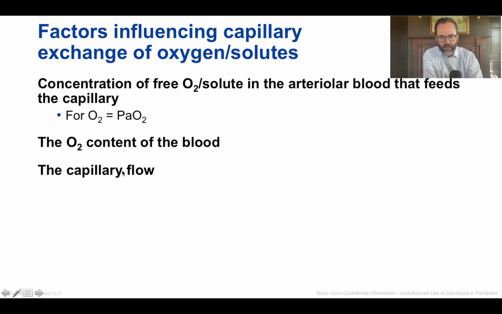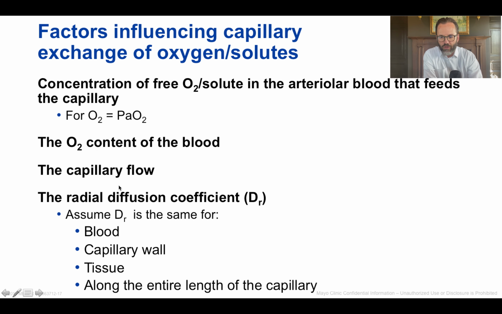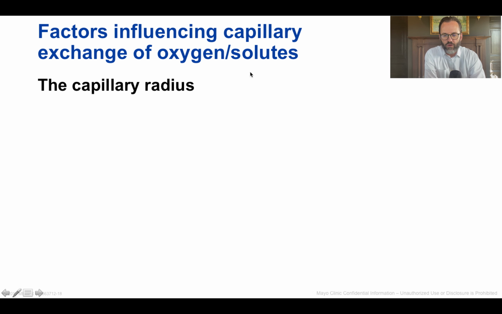With increases in cardiac output, again, you can increase capillary flow and increase overall delivery to those regions of metabolic activity, and the radial diffusion coefficient. Here, we'll assume that this radial diffusion coefficient is the same for the blood, the capillary wall, the tissue, and the entire length of the capillary. So really just one large homogeneous radial diffusion coefficient for all of these samples.